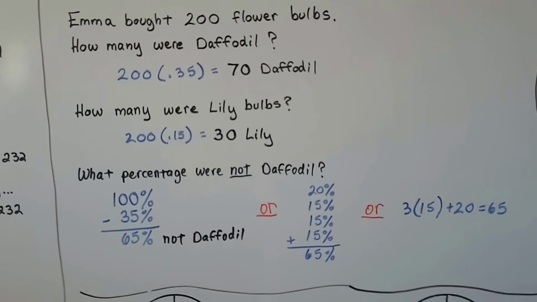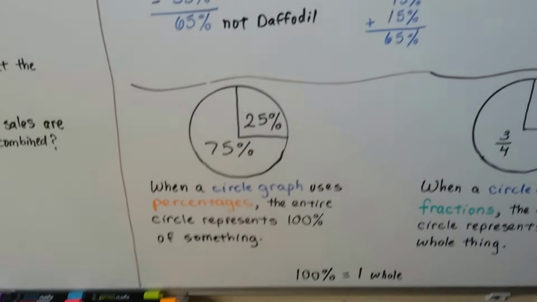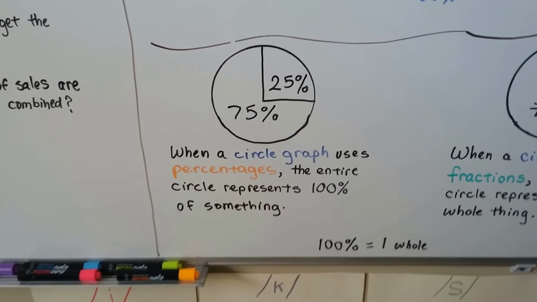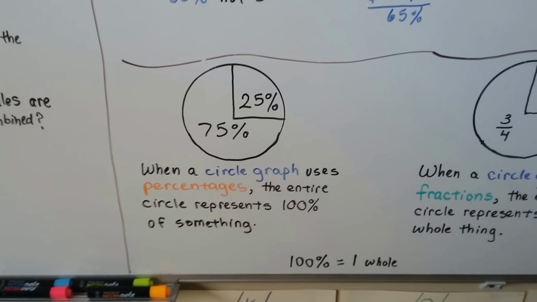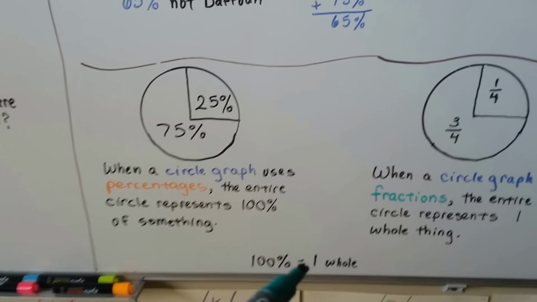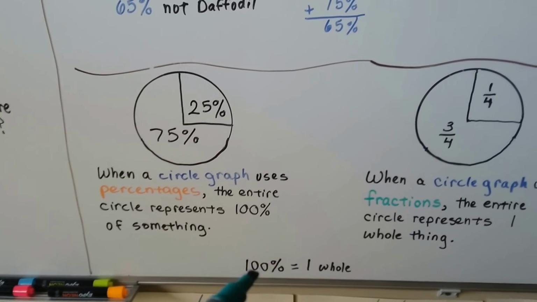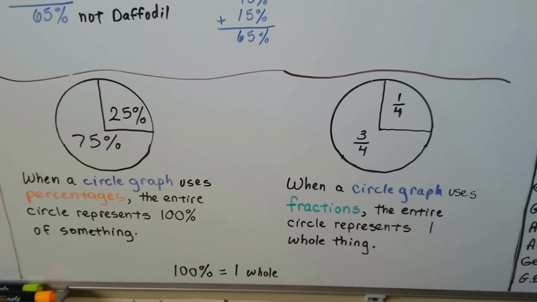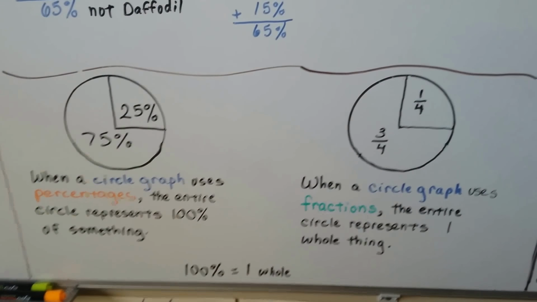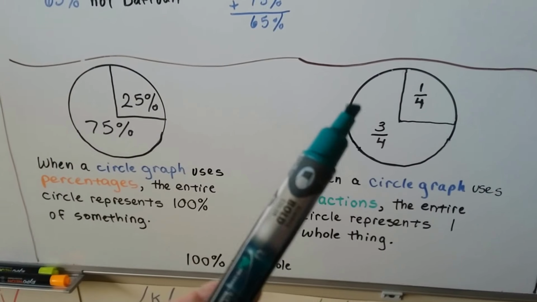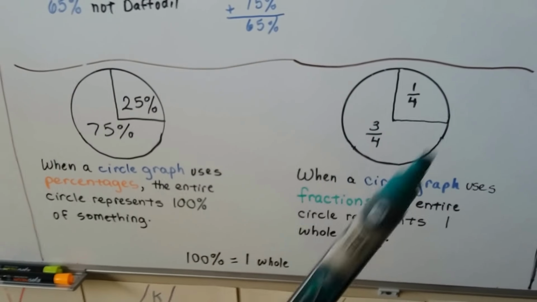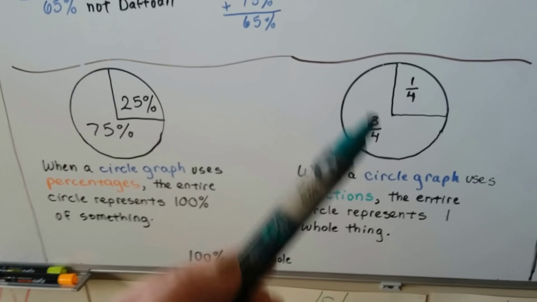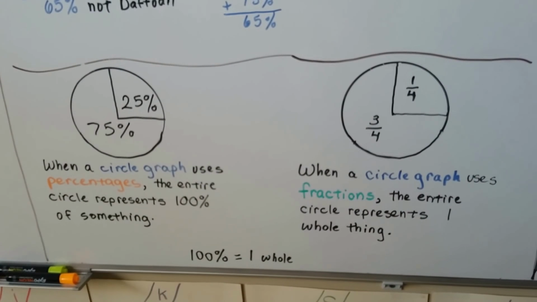65%. Okay? So when a circle graph uses percentages, the entire circle represents 100% of something. And 100% means one whole, doesn't it? If you have 100% of a candy bar, you have the whole candy bar. When a circle graph uses fractions, the entire circle represents one whole thing. So if you have a whole candy bar, and you give 1/4 of it away, you've got 3/4 left. See? Represents one whole thing.